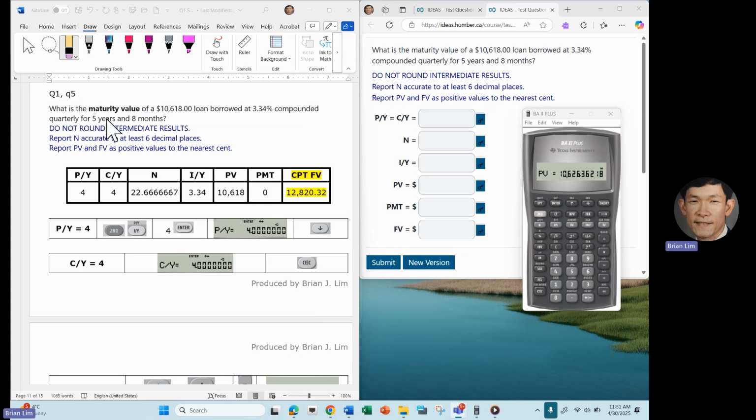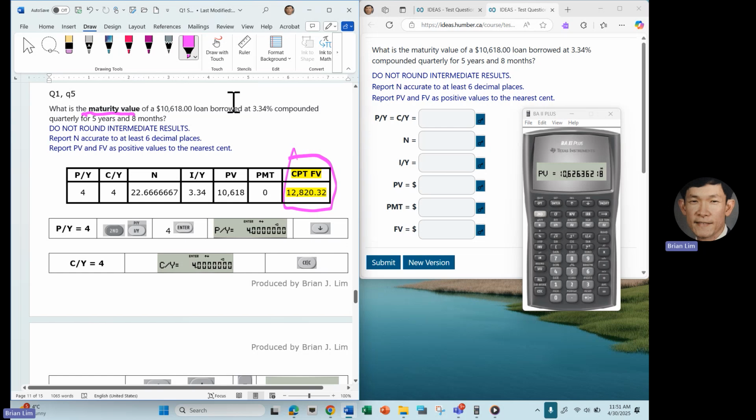Okay, let's have a look at this question. What is the maturity value? That automatically means, when they talk about the maturity value, yes, that is the future value. What is the maturity value of a $10,618 loan borrowed at 3.34% compounded quarterly? That results in these fours here, for 5 years and 8 months.